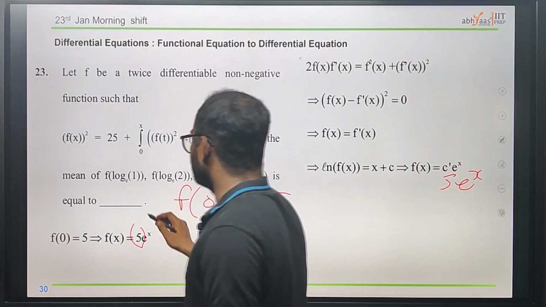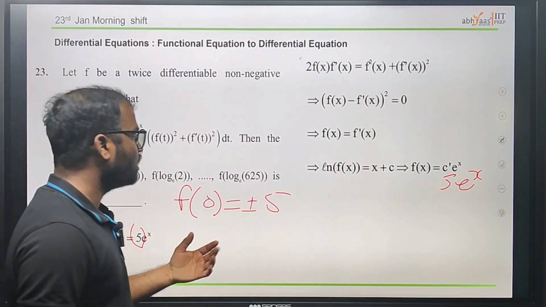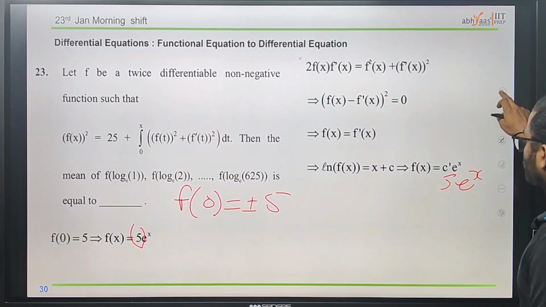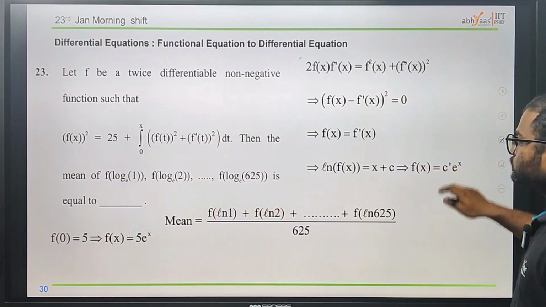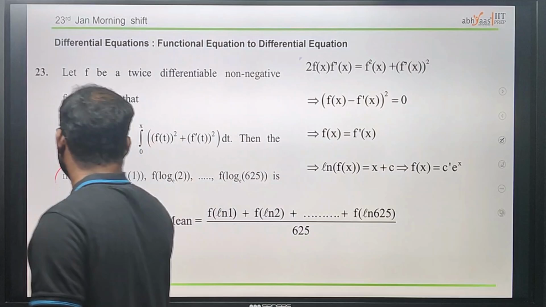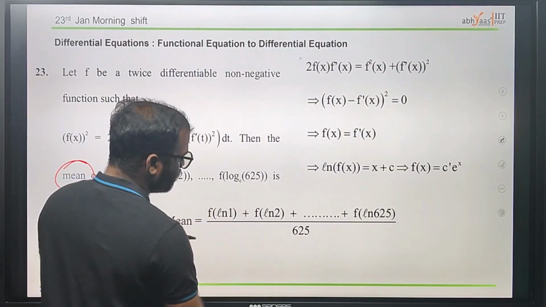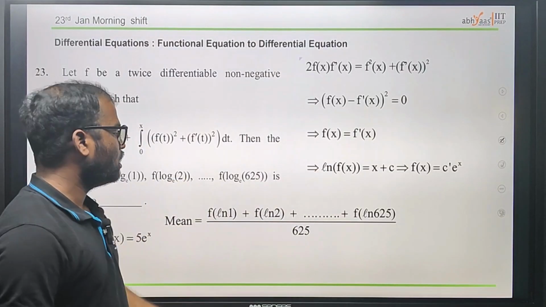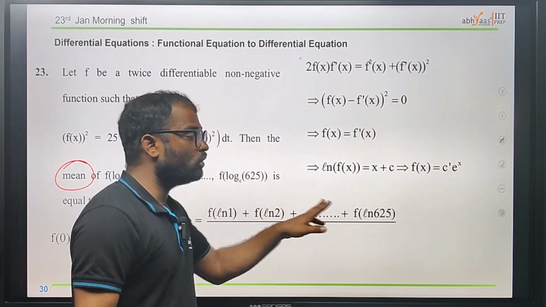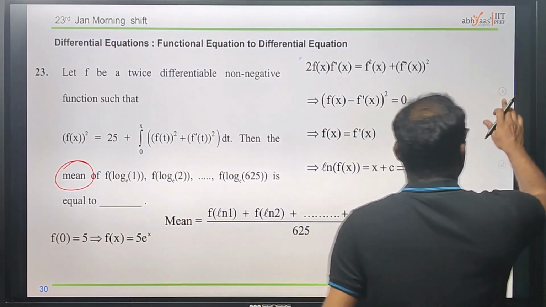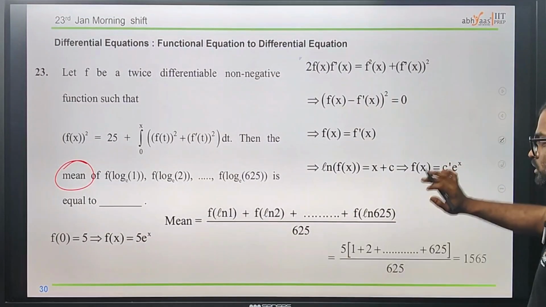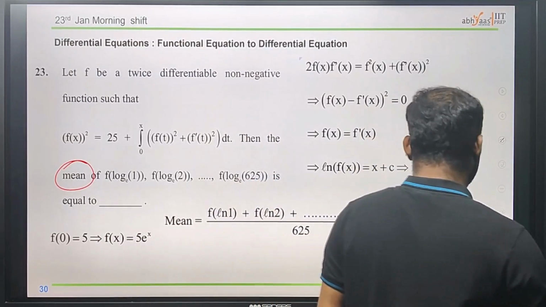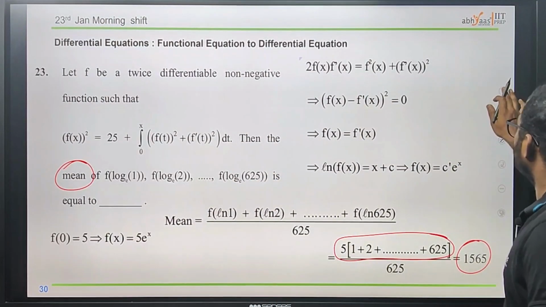Just substitute the logarithms in place of x. We will get f of log 1, f of log 2, up to f of log 625. Okay, just take the mean of this one. That means just substituting, the logarithms will be cancelled out, like it is 1 to 2 up to 625. Okay, that means n into n plus 1 by 2, which gives us 15, 16, 5. Okay, therefore 15, 65 is our answer.